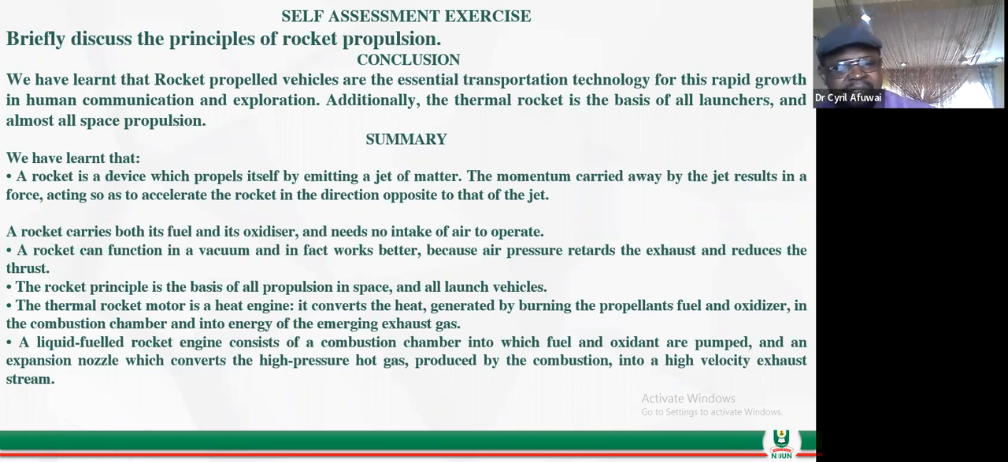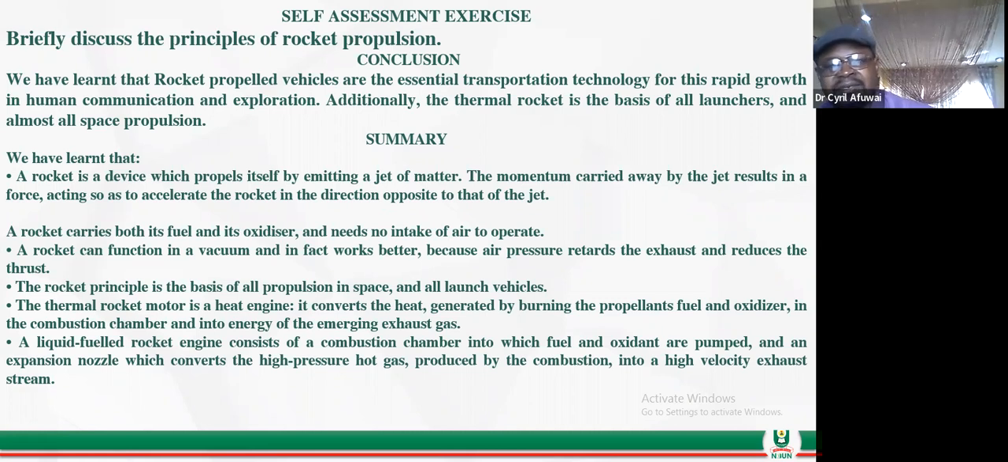Then the thermal motor is a heat engine. Now, what is a heat engine? A heat engine combines the heat generated by burning the propellant, fuel and oxidizer, in the combustion chamber and converts it into energy of the emerging exhaust gas.